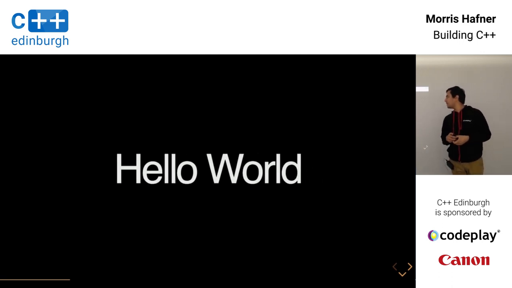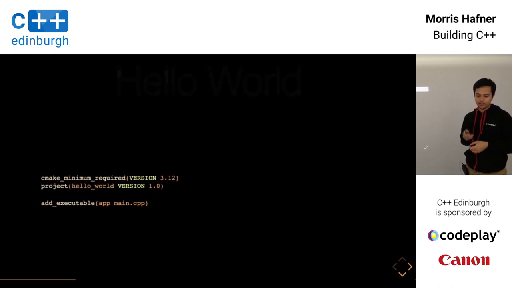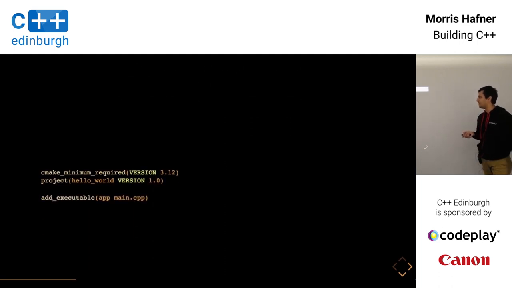After we got CMake and installed it, we can start with Hello World. So Hello World usually looks like this. You have cmake_minimum_required. You set the minimum version that you have, version 3.12 in this case, which is the most current version. Then project Hello World. You give your project a name and the version number. And your project contains an executable called app, which is built from main.cpp.